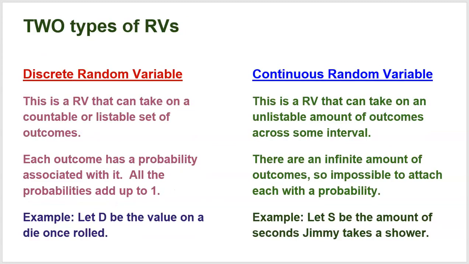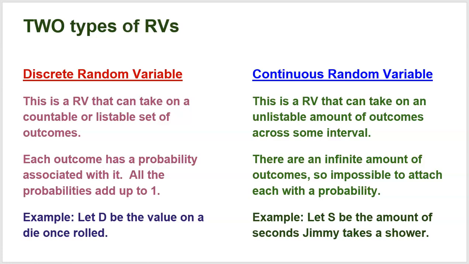All right, so there are two types of random variables. We're really going to focus on discrete random variables in this video, but I do want to introduce you to the second type, which is called a continuous random variable. So a discrete random variable is a random variable that can take on a countable or listable set of outcomes. So it's possible to make a list of the outcomes. Think of it as that, right? You can make a probability chart where you have all of the outcomes listed and all of the probabilities associated with them next to it.